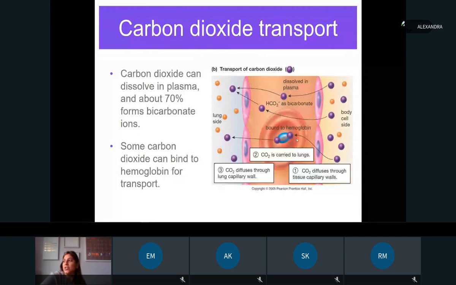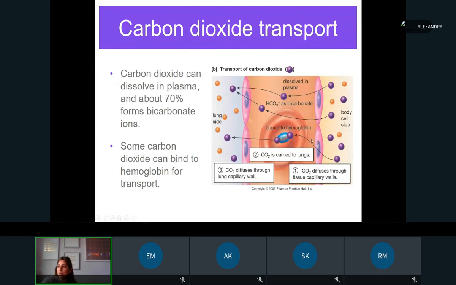Good question, thank you. So we have these carbon dioxides, and what's happening is that they go from the body back into the blood cell and are then bound to the hemoglobin or carried as bicarbonate. Then carbon dioxide is carried to the lungs, and the carbon dioxide diffuses through the capillary wall. So again, we're starting to see this exchange. Some carbon dioxide can bind to hemoglobin for transport. So we've got this really cool thing that the carbon dioxide can do. It can either form an ion and transport itself through the plasma, or it can bind to the hemoglobin and also get transported to the lungs to be breathed out.